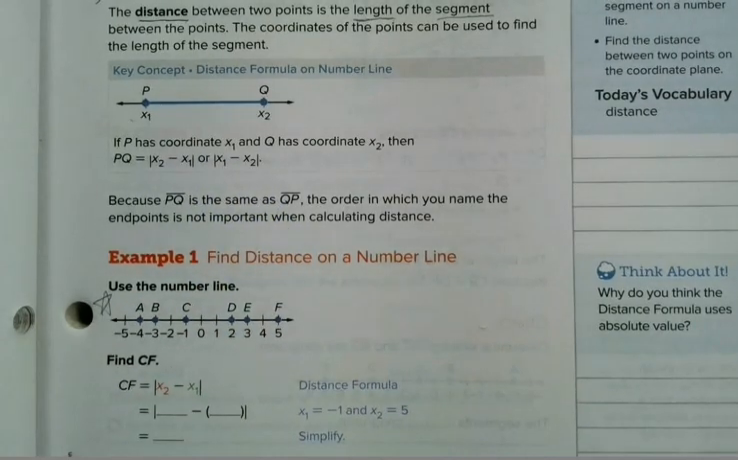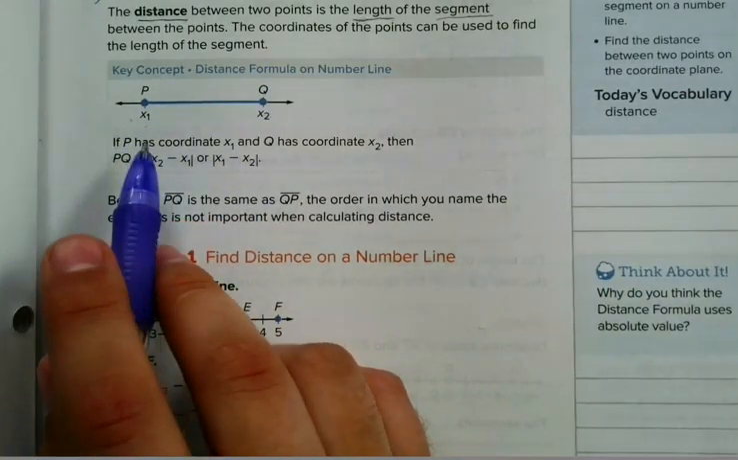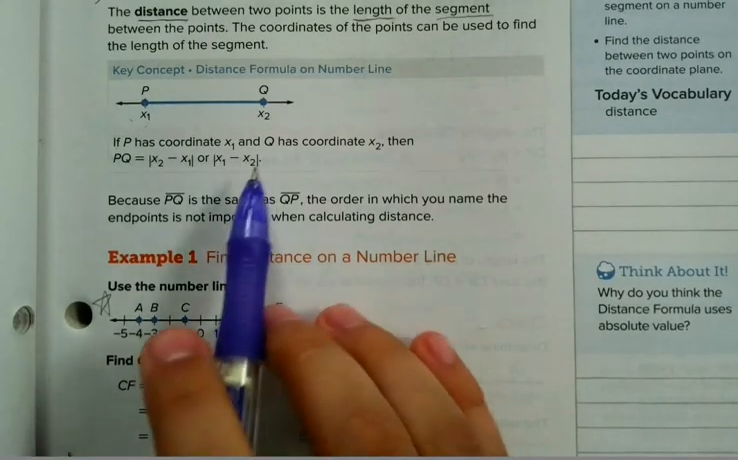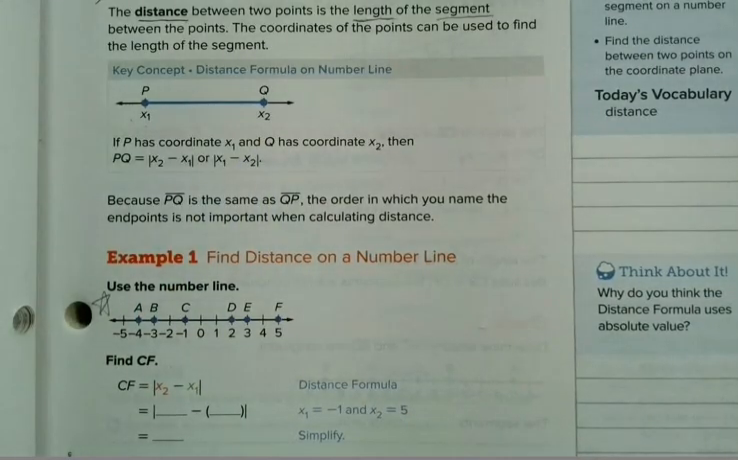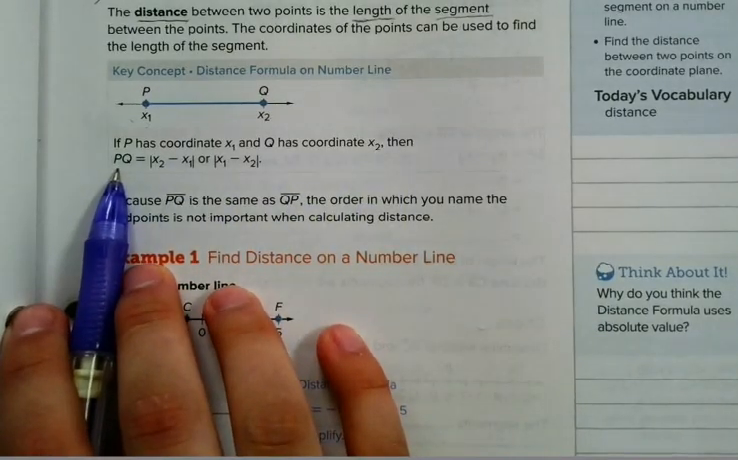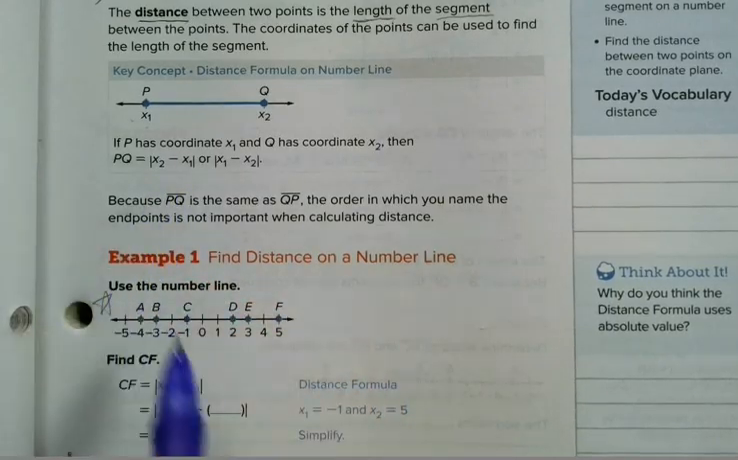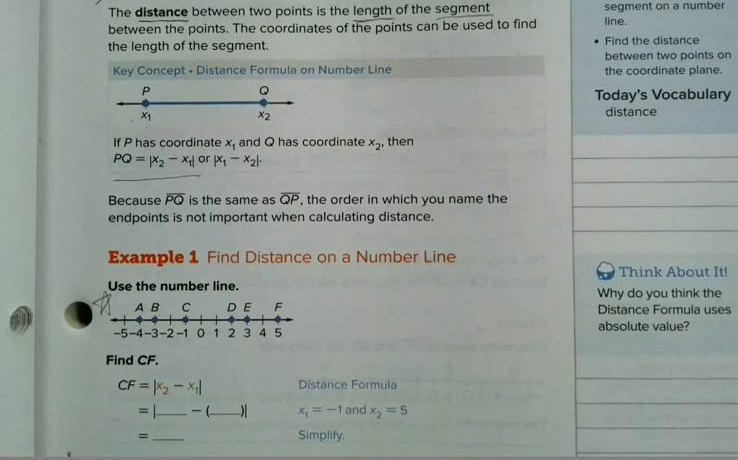It says if P has coordinate x subscript 1, that just means it has this number. And then Q has x2, it's a different number, right? They're two different numbers. Then the length of PQ is equal to the absolute value of the largest one minus the smallest one. It's exactly what we're used to doing. It's just writing it in a more mathematical way.